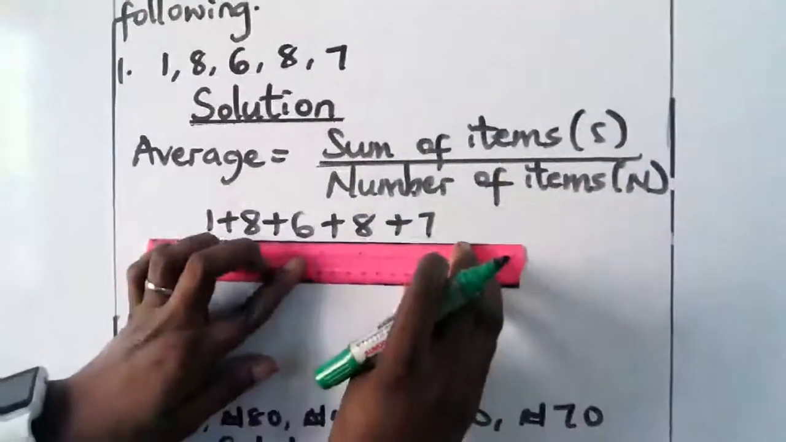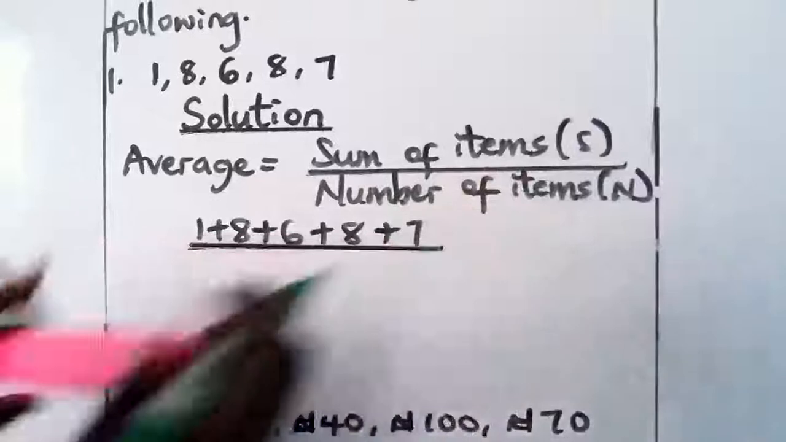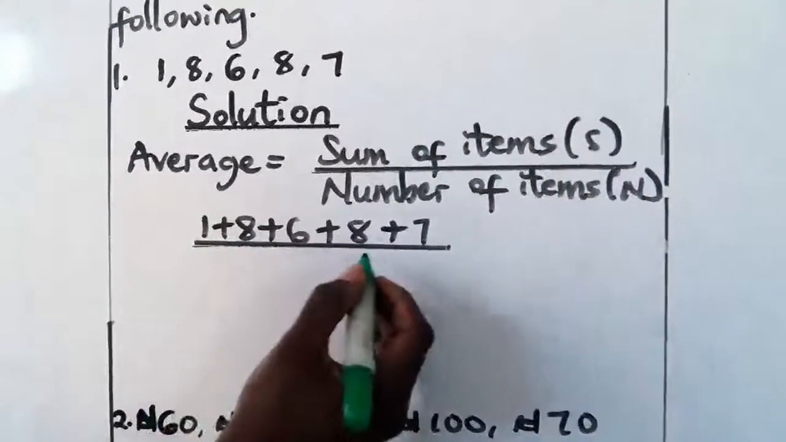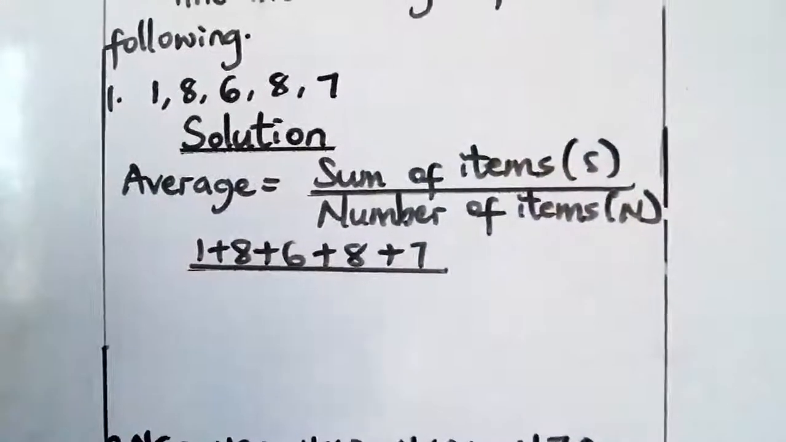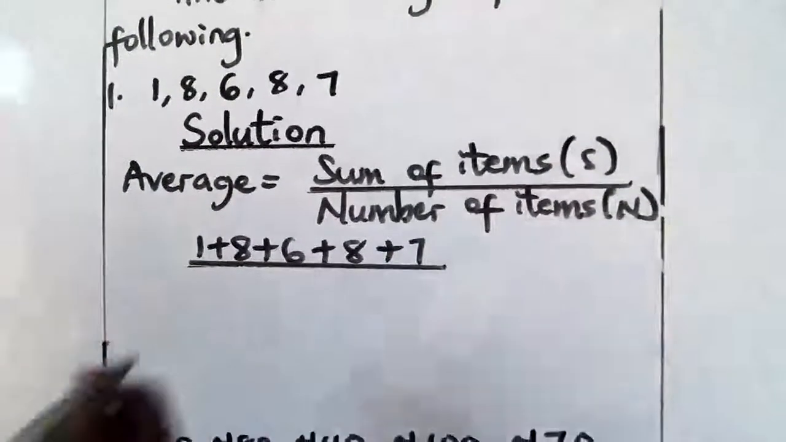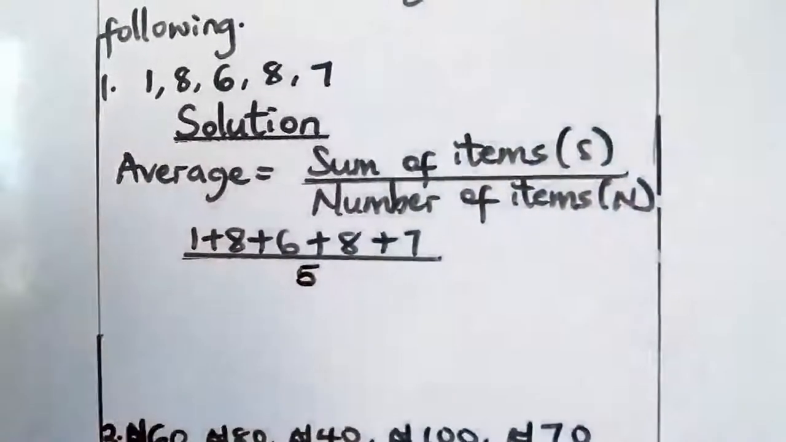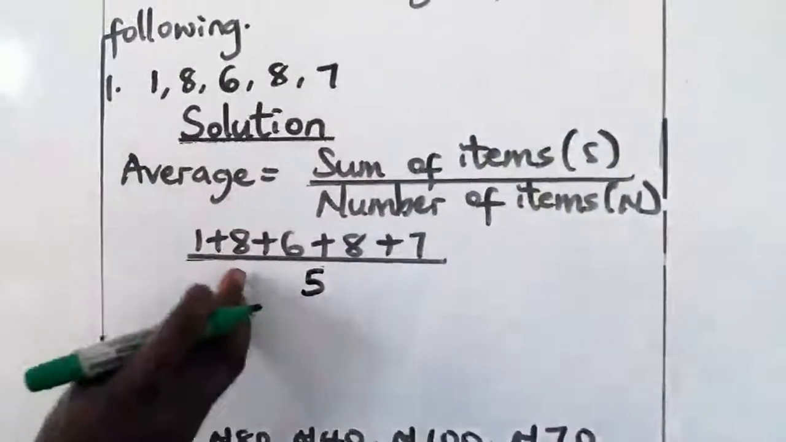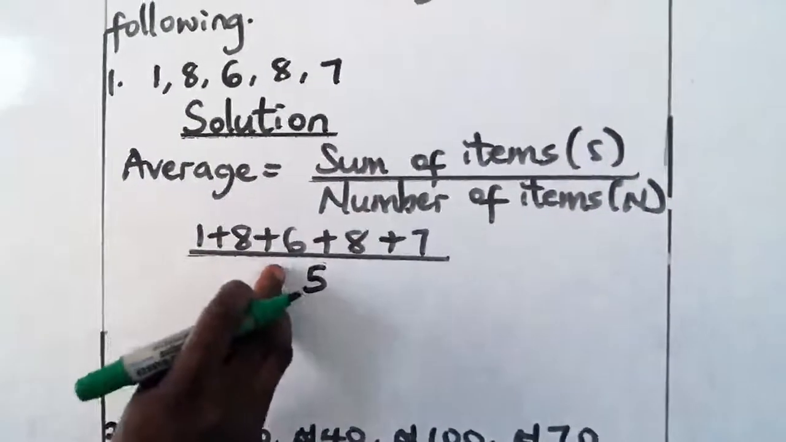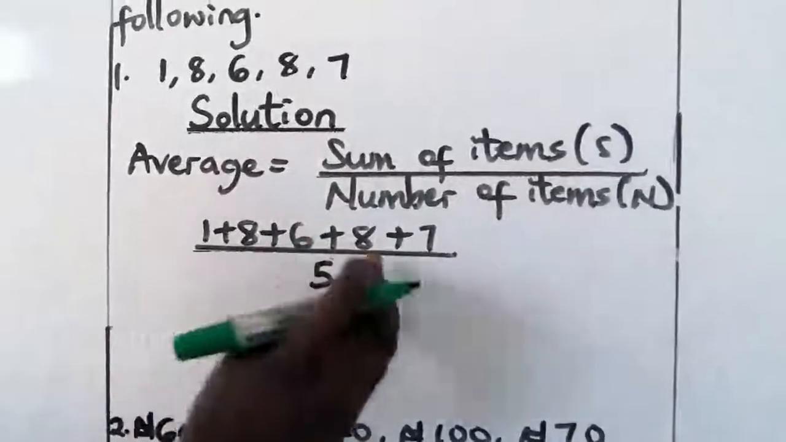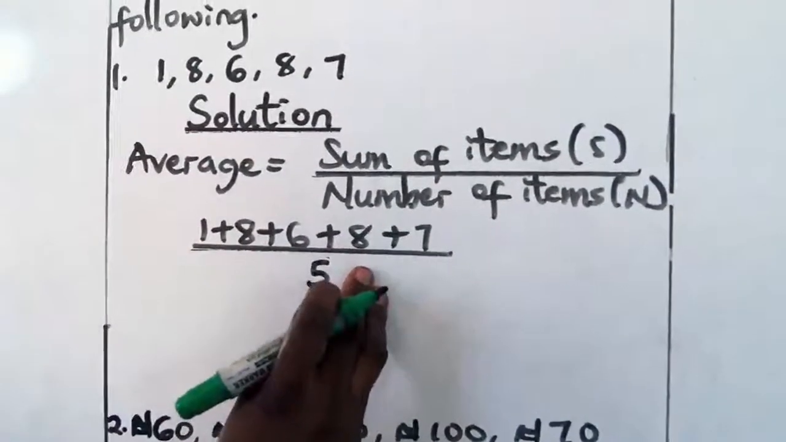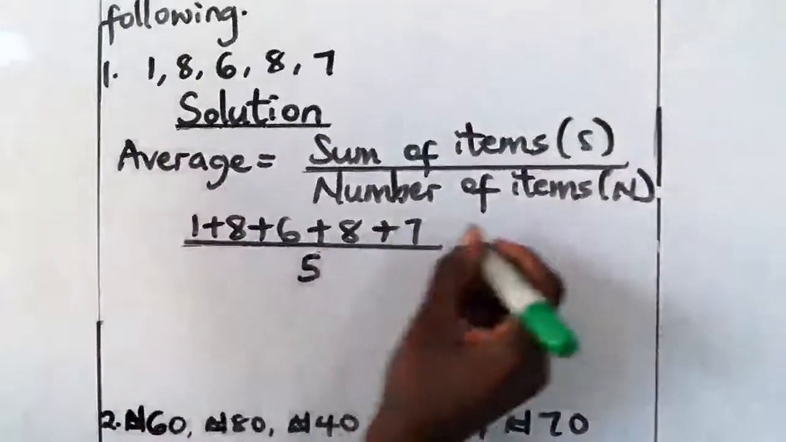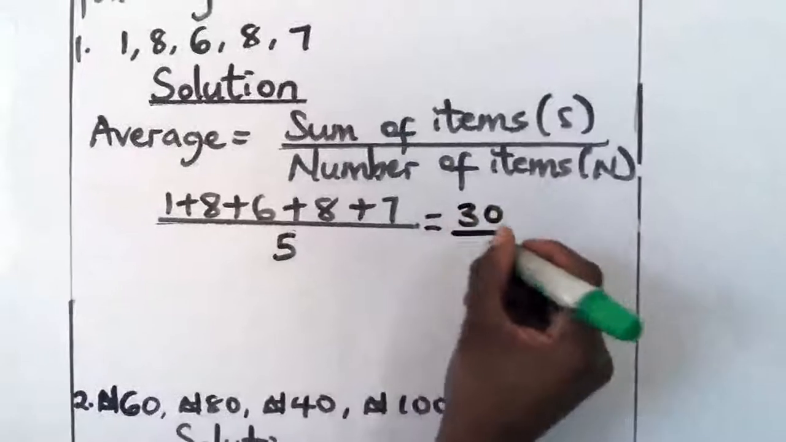Now the next thing is to find out what number the items are. Let us count. 1, 2, 3, 4, and 5. That means there are 5 items in the set. So we write it there as 5. Remember, we are doing sum. So to sum up, we take it as 1 plus 8, which is 9. 9 plus 6, 15. 15 plus 8, we have 23. And 23 plus 7 is 30. So we write it as 30 over 5.